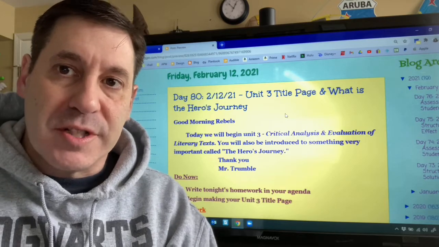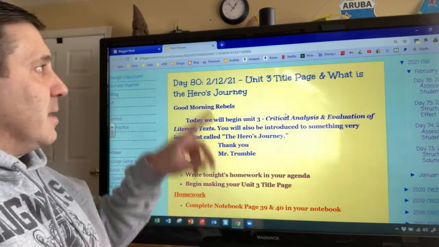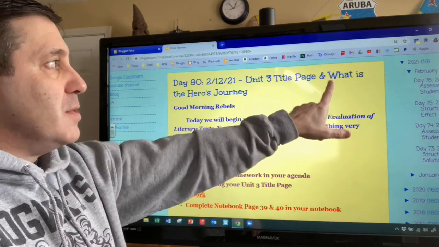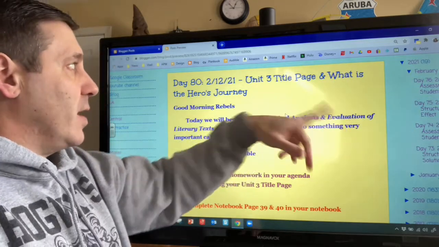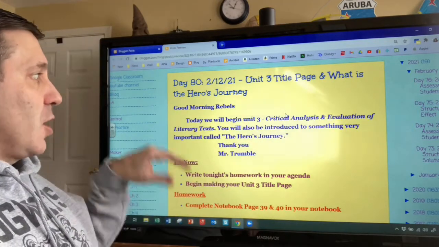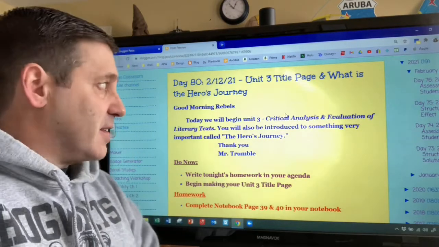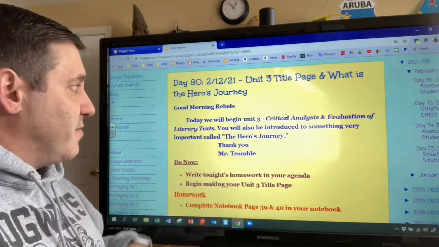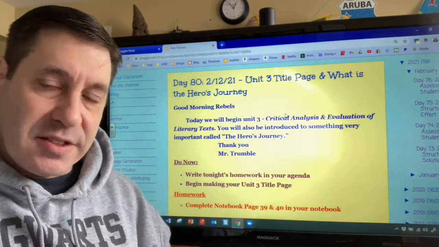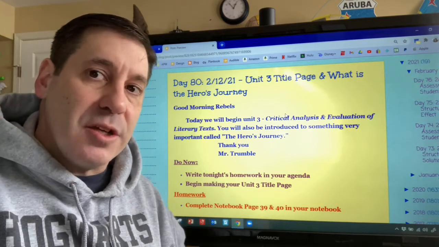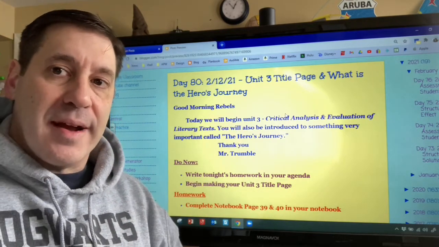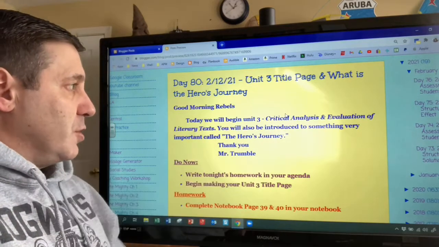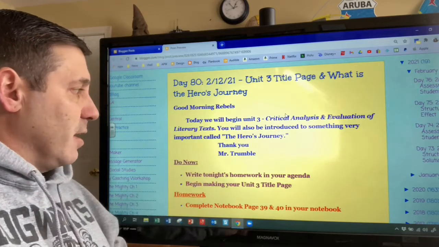Let's take a look at what we're going to do today. Okay, today, ladies and gentlemen, you can see we are going to work on that title page. And we are going to be working on some notes, and we're going to be answering this question: what is the hero's journey? So, let me read the message to you. It says this: today we will begin Unit 3, Critical Analysis and Evaluation of Literary Texts. So Unit 2 is about informational texts. Unit 3, we're going to go back to analyzing literary texts, so literature, stories. You will also be introduced to something very important called the hero's journey.